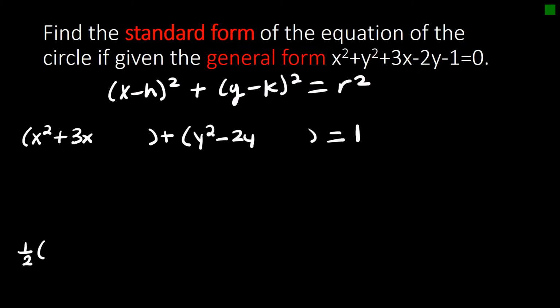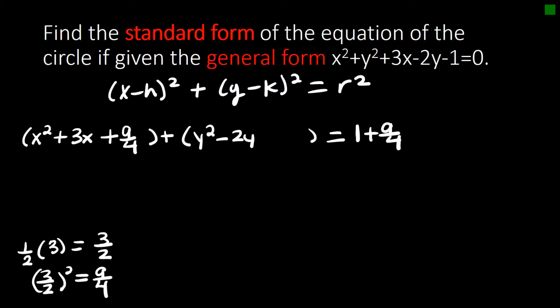So we're going to take half of the coefficient of the x term. So half of 3 is 3/2. And (3/2)² is 9/4. So I'm going to add 9/4 here, and I'm going to add 9/4 to the other side. So this factors to x plus, remember, whatever half of that x coefficient was, so (x + 3/2)².